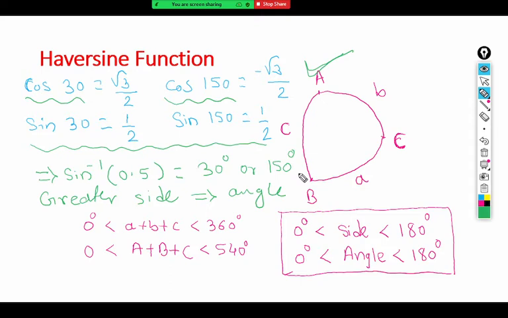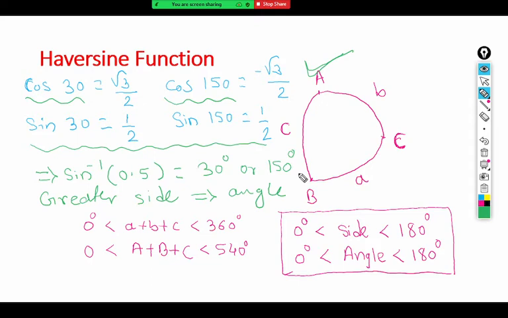So we'll see how the sine function is completely avoided in the Haversine formula. The Haversine formula is free from the sine function, so there is no ambiguity. Directly you get either 30° or 150°, only one angle. So there is no need to use the property that the greater side has the greater angle. Without that, you can directly get the answer. We'll see the example, it becomes more clear.